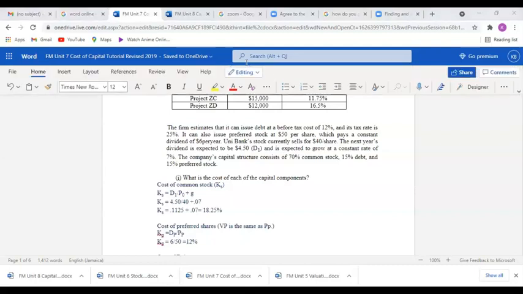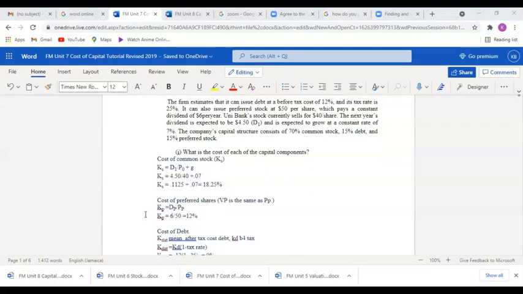Okay, so I'll be doing part 1, which is the first part of the question, which states, what is the cost of each of the capital components? So firstly, we found the cost of common stock, Ks. The formula is Ks equals D1 divided by P0 plus g. That equals 4.50 divided by 40 plus 0.07, which equals 0.1125 plus 0.07, which equals 0.1825 or 18.25%.